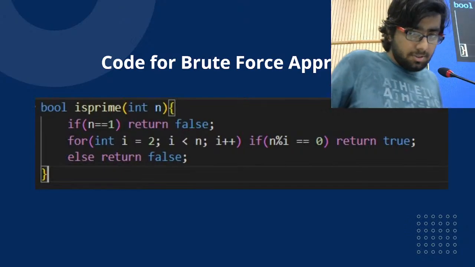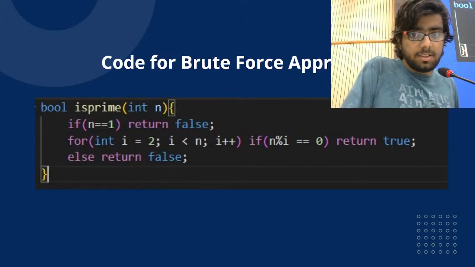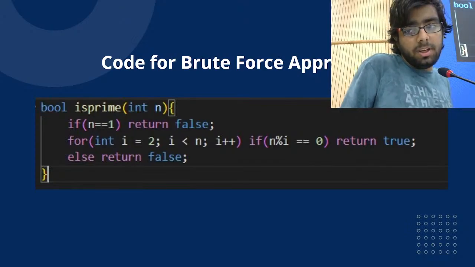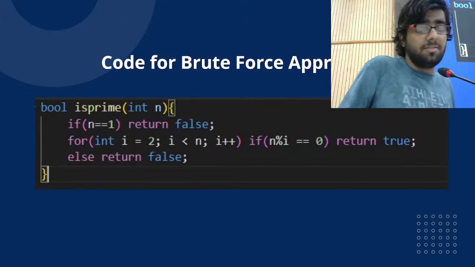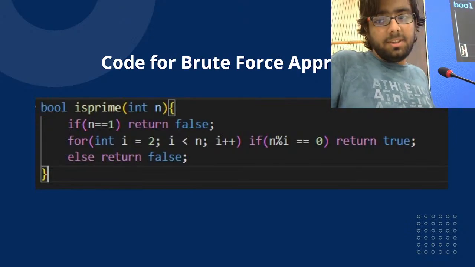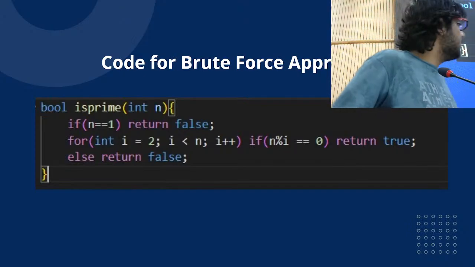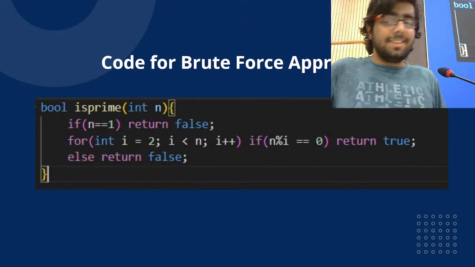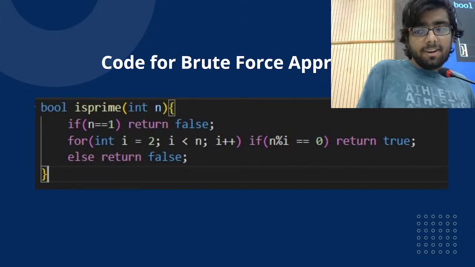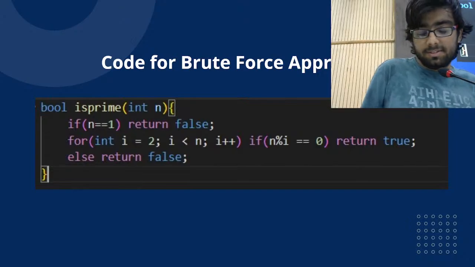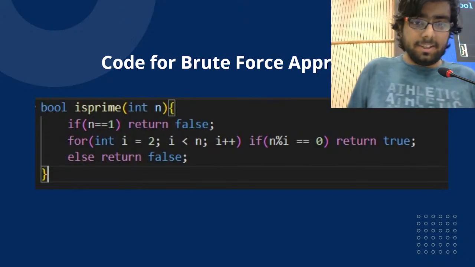Yeah, so this is the code of the brute force approach. If n is 1, then return false, because 1 is not a prime. Else it goes from 2 to n and checks whether... Oh, sorry, actually that's reversed code. So if n mod i is equal to 0, then return false, else return true. The code was reversed, sorry. If we find any factor, then we return false, meaning the number is not prime, and else we return true. Sorry about that error.